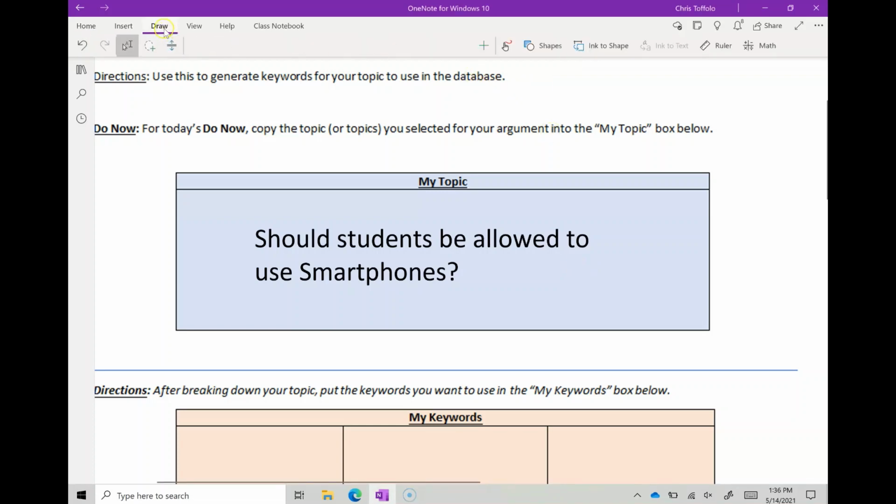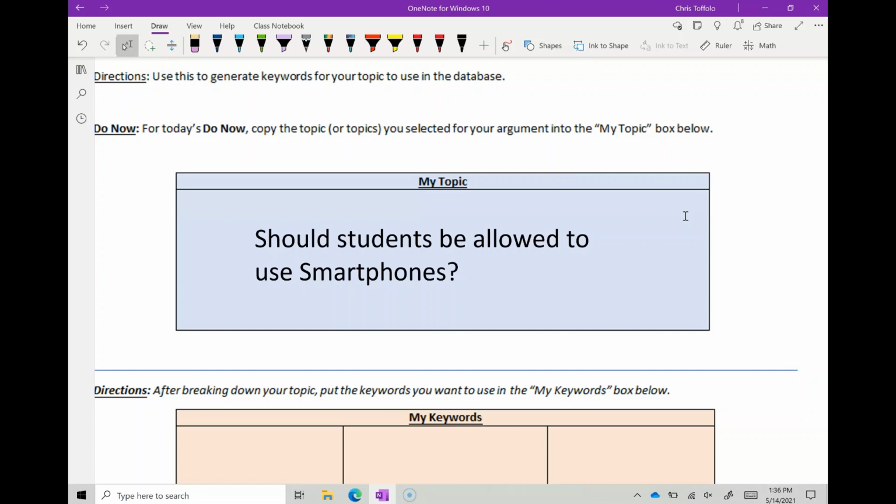So what I'm going to do as my step number one here, let me just select a highlighter, is first and foremost, as I read this topic here, should students be allowed to use smartphones? What I want to do as step number one is I want to highlight the words that are really important to this research topic, this research question. I want to highlight the words that I want to put into the database that are so important to this topic, to this question, that I can't really talk about it without using these words.